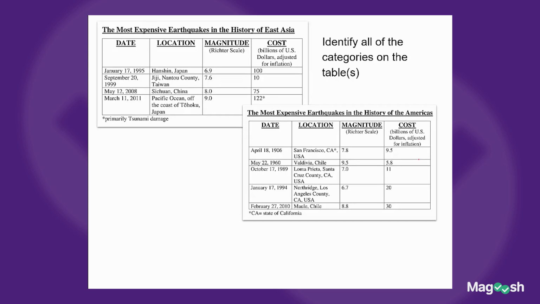First of all, identifying the categories. Well, at the most basic level, our categories are, we're talking about earthquakes in both. We're talking about regions of the world, Americas and East Asia. And then we have the category labels for each column in our chart.